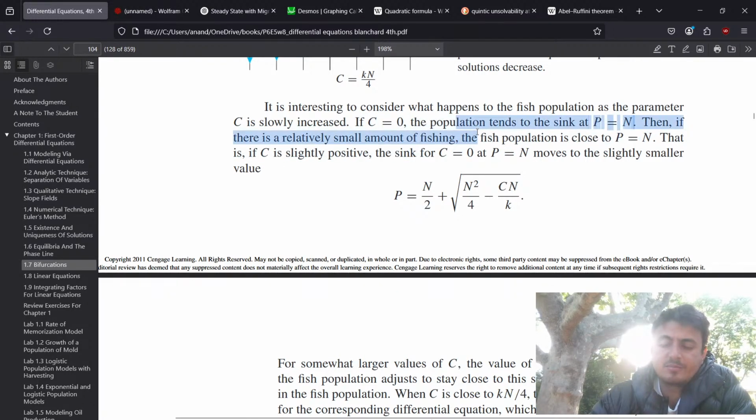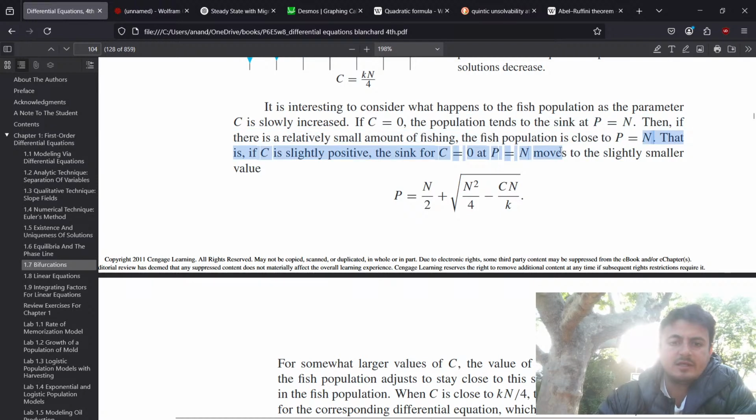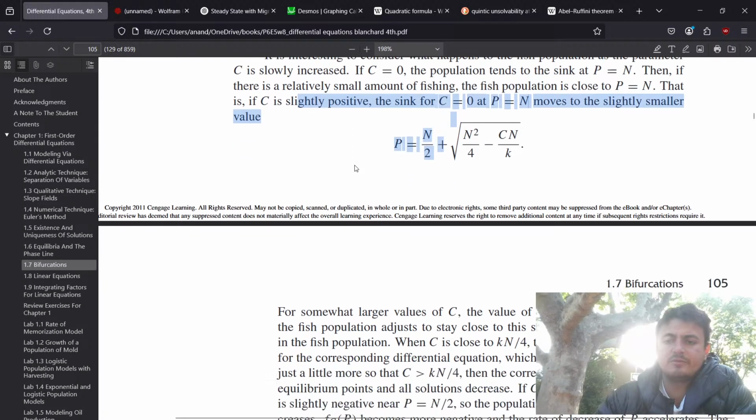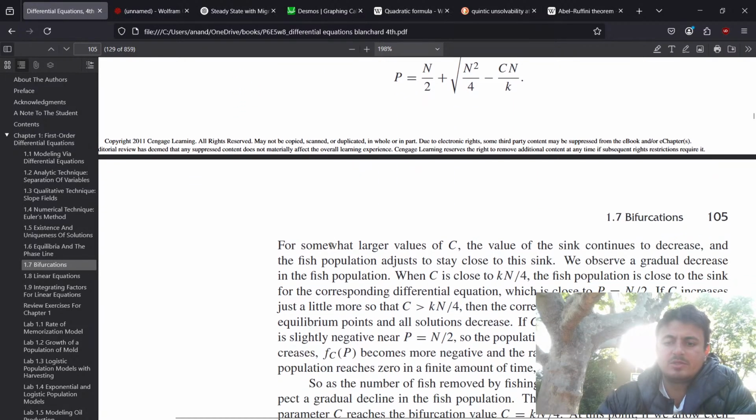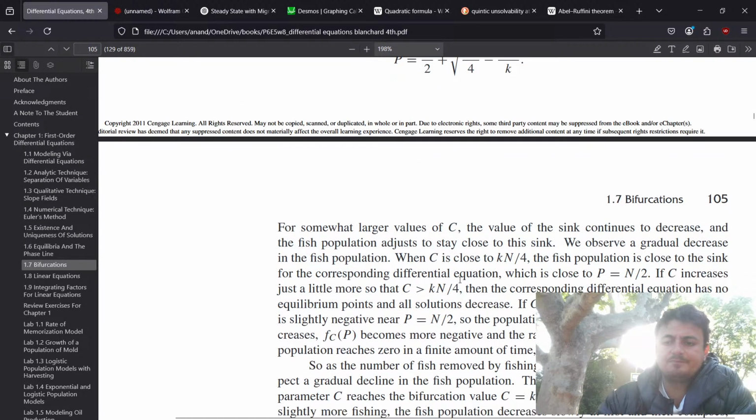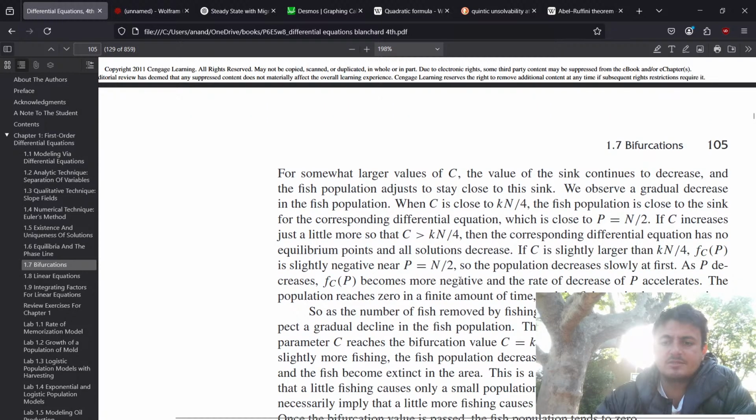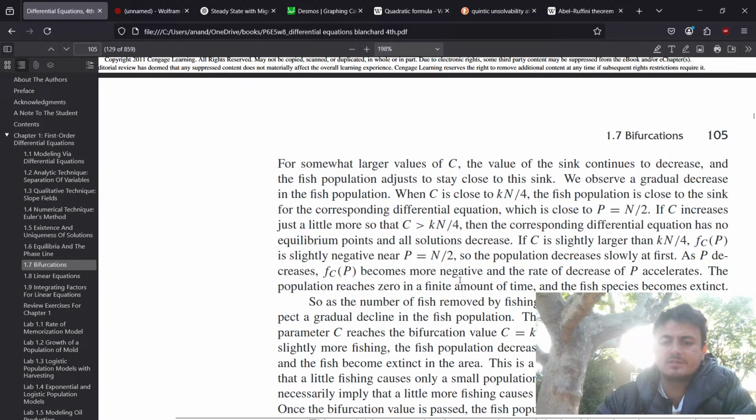Okay, if C is equal to 0, the population tends to the sink at P equal to N. Then if there's a relatively small amount of fishing, the fish population is still close to P equal to N. That is, if C is slightly positive, the sink for C equal to 0 at P equal to N moves slightly to a smaller value. For somewhat larger values of C, the value of the sink continues to decrease and the fish population adjusts to stay close to this sink. We observe a gradual decrease in the fish population.